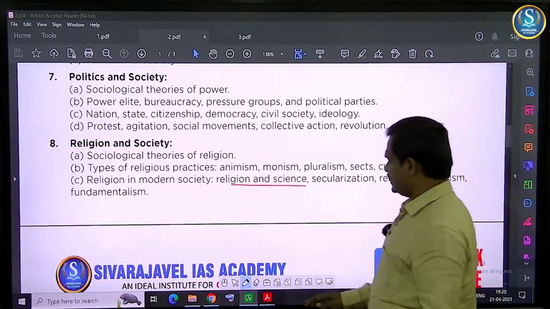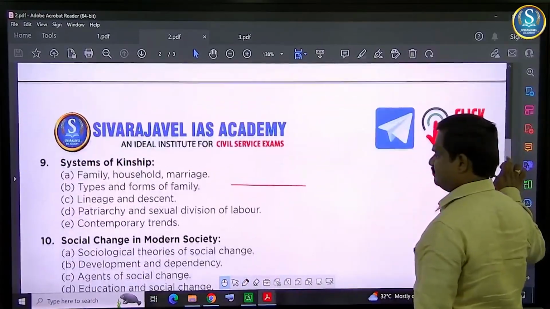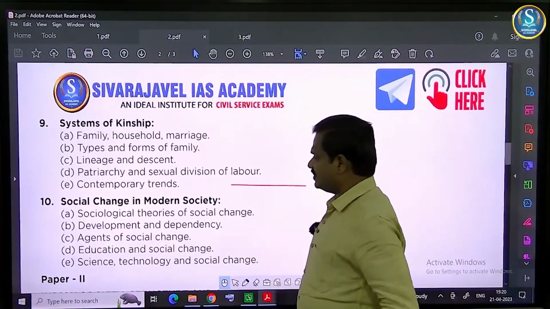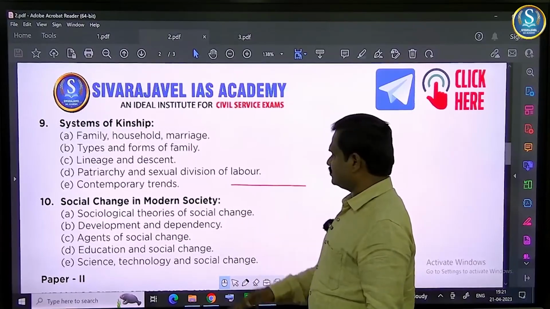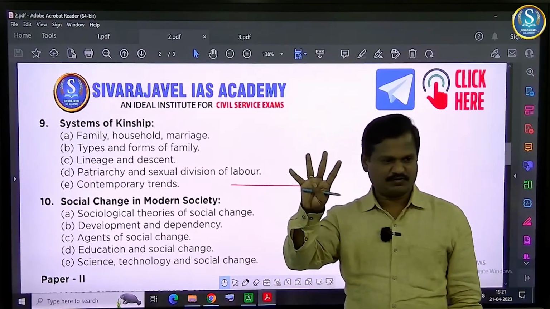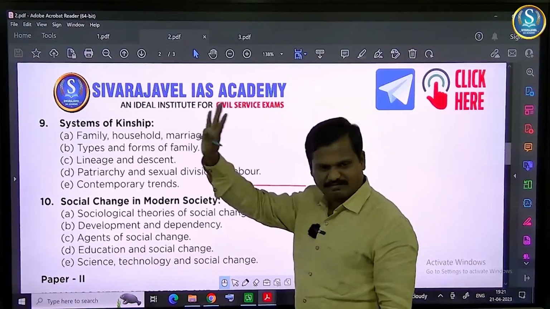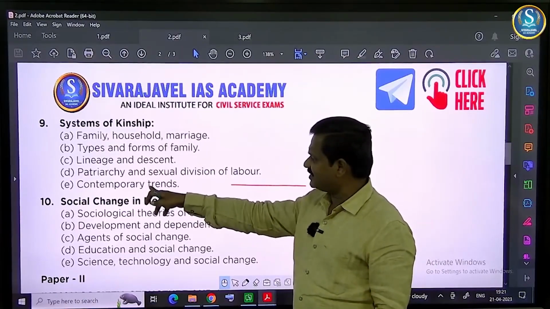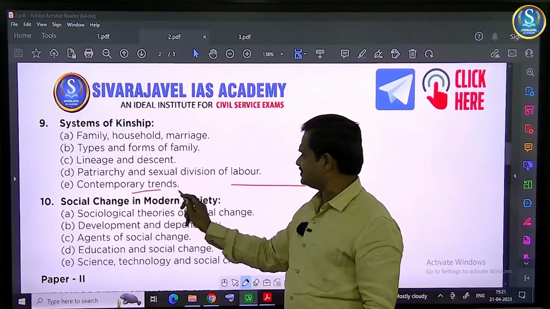Then the ninth unit is family. I told you why I selected sociology, because they have the term family. Studying family is the ninth unit. And the tenth unit is social change. How society is changing. Theories of social change, where will you be taking points from? Fourth unit. Wherever you find theories, paper 1, fourth unit. In family, you see contemporary trends. This is a very important current affair.